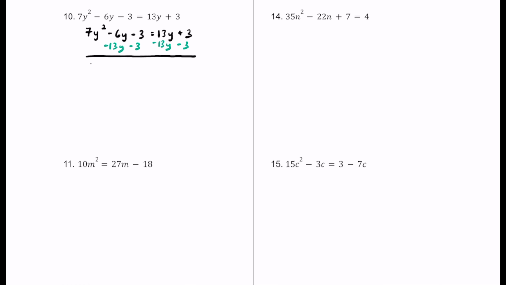Okay, if we do that, then on the left we have 7y squared. Negative 6y take away 13y is going to be negative 19y. Then negative 3 take away 3 is negative 6, and this equals 0 now. Okay, so let's go ahead and try to factor.